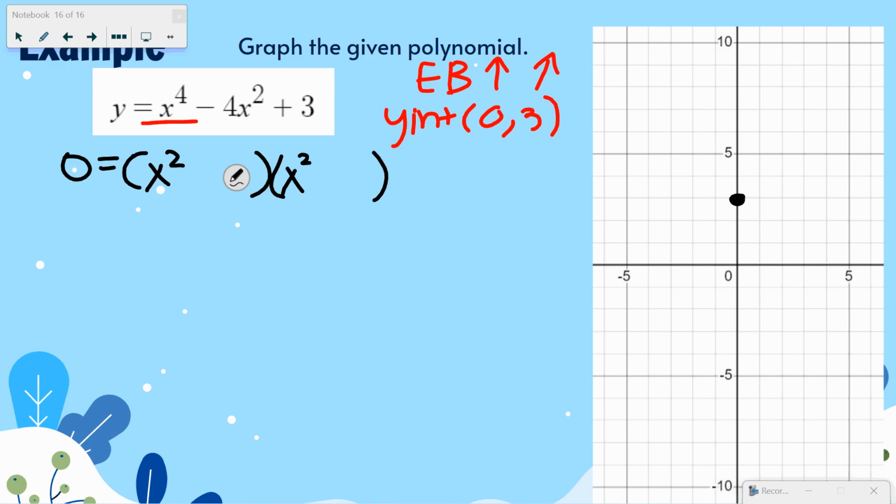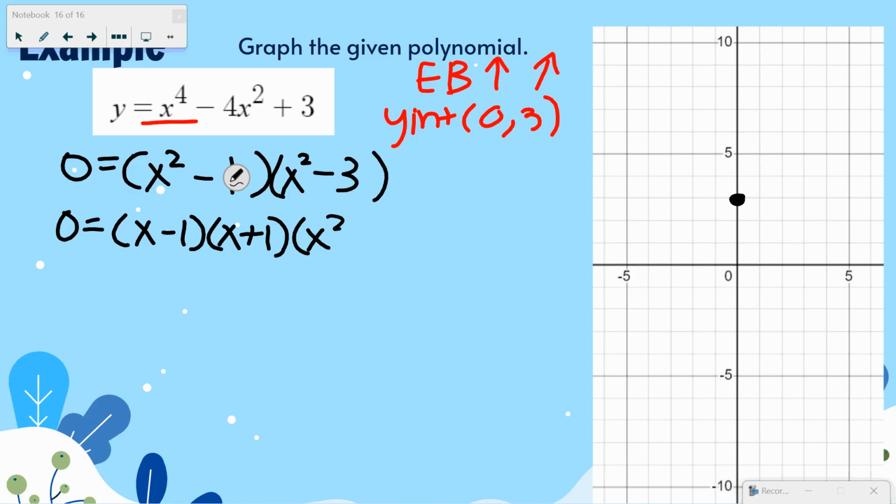So what would those factors be? What do you think, Morgan? So you get what, -1, and then, oh, before that step. What did you do before that step? I got x squared minus 1, and then x squared minus 3. Great. And then what did you notice after that, Morgan? Then I did x minus 1, x plus 1, and then I did x squared equals 3.